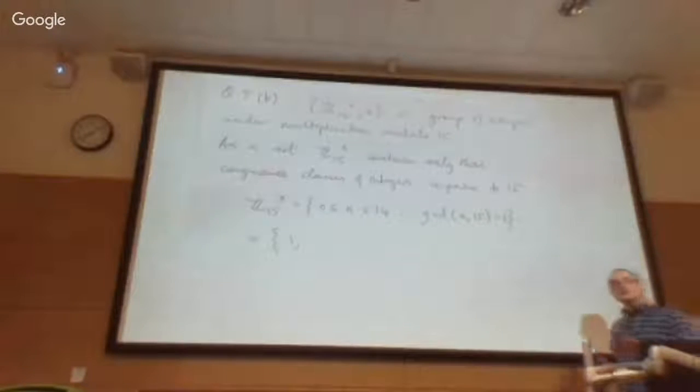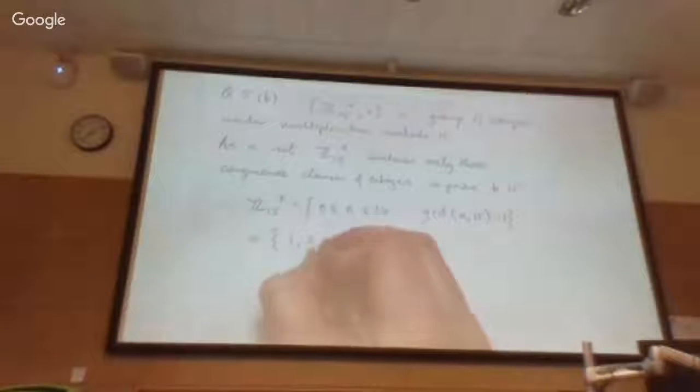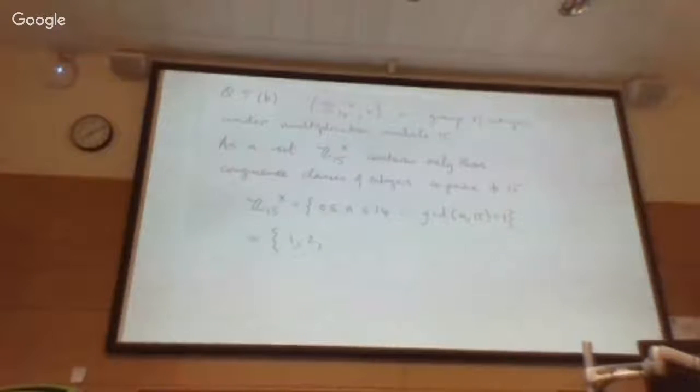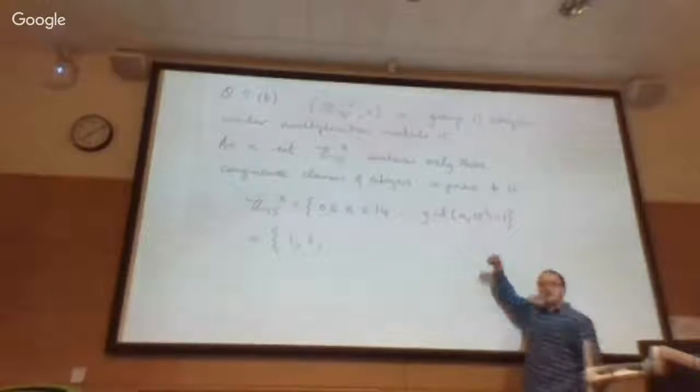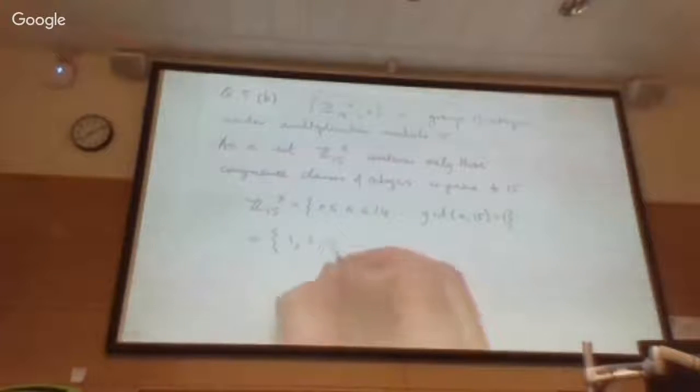So as a set, we can identify those elements. 0 is not coprime to 15 because 0 is divisible by 15. So the greatest common divisor of 0 and 15 is 15. 1 is certainly coprime. 2 is certainly coprime. What we're doing here, of course, is the prime factors of 15 are 3 and 5. So we're not going to include anything which has a factor of 3 in it or a factor of 5. So the 3 is excluded because the greatest common divisor of 3 and 15 is 3. The 5 is excluded. The 6 is excluded.